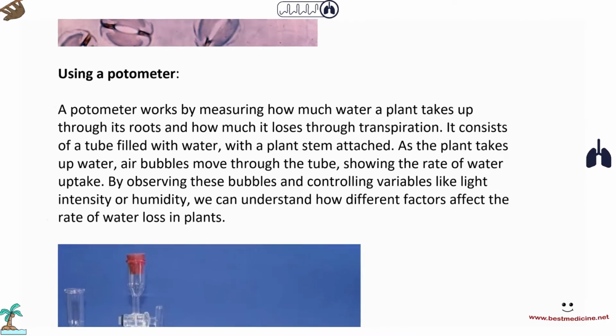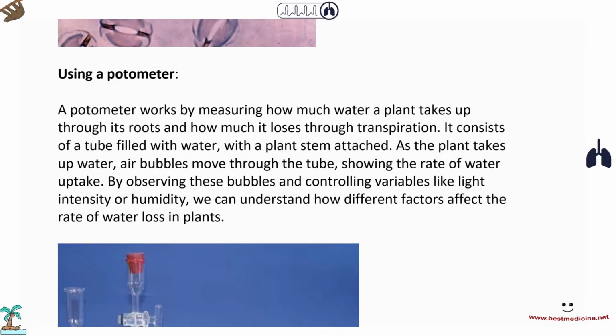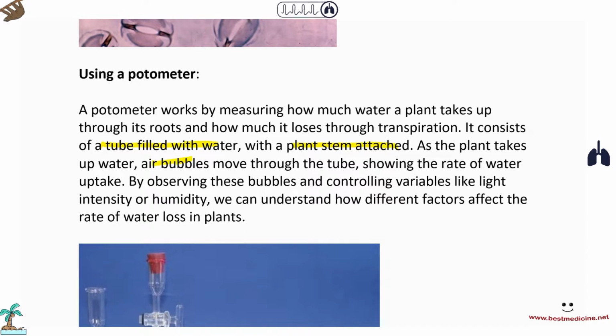Okay, so again, using a potometer works by measuring how much water a plant takes up through its roots and how much it loses through transpiration. It consists of a tube that is filled with water with the plant stem attached, and as the plant takes up water, air bubbles move through the tube, showing the rate of water uptake. So the most important thing is the air bubbles movement. By observing these bubbles and controlling variables like light intensity or humidity or temperature, like we did in our example, we can understand how different factors affect the rate of water loss in plants.